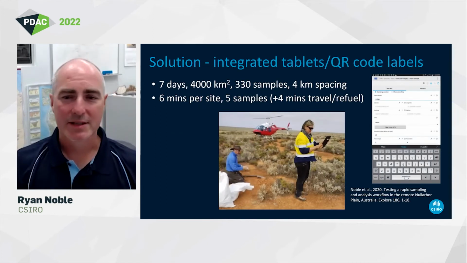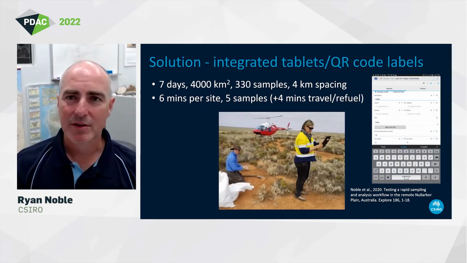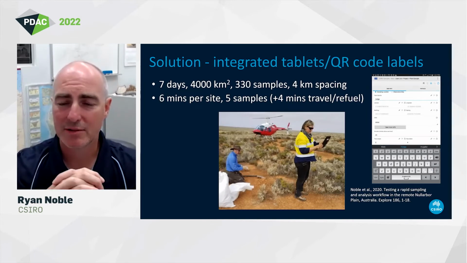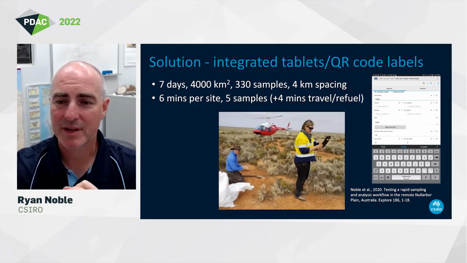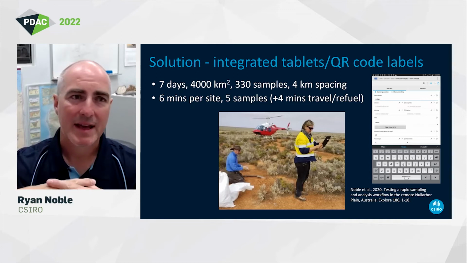And so, yeah, I touched on the tablets that we use and QR code labels. It's all in the Explore article, which is again a free download from the Association of Applied Geochemistry website. You can get those online.